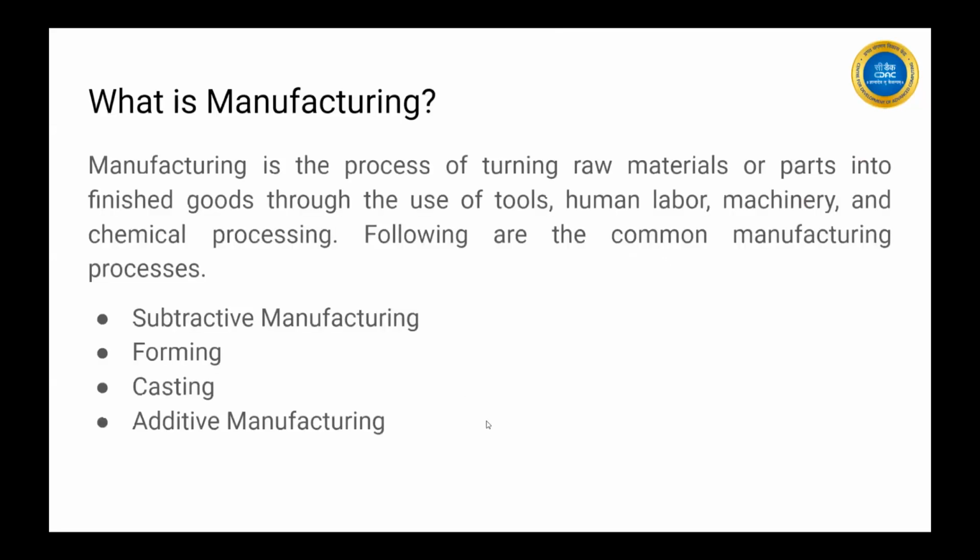Before jumping into what is additive manufacturing, first we have to know what is manufacturing. Manufacturing is the process of turning raw materials or parts into finished goods through the use of tools, human labor, machinery, and chemical processing. Okay. Following are the common manufacturing processes. Anyway, there are a lot of manufacturing processes. I think all of you know what the manufacturing process is. It is turning some raw material into a functionally useful material, like goods, with the help of human labor or machinery or some chemical processes or some tools and techniques. Okay, that is called manufacturing.